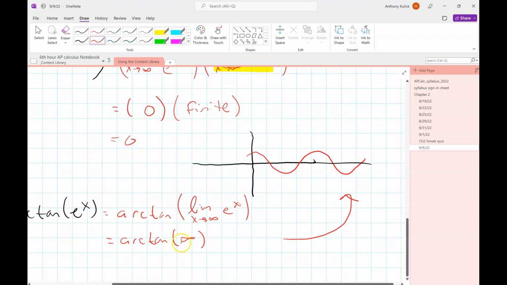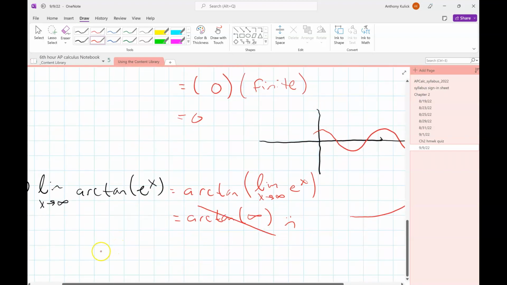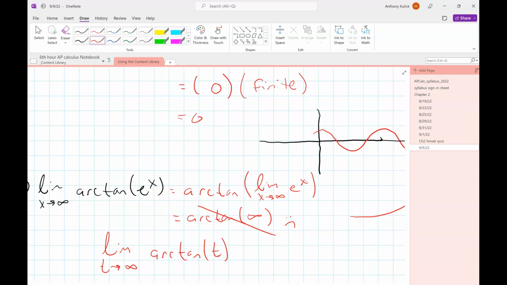So we don't want to write this though. This is super bad form. What we'll say instead is that the limit as, I'm going to create a new dummy variable t, approaches infinity of arctan of t, right? So if e to the x is going to infinity when x approaches infinity, I'm just going to create a t there and have t going to infinity to hold its place. The AP grader will like this much, much better than you putting an infinity in there.